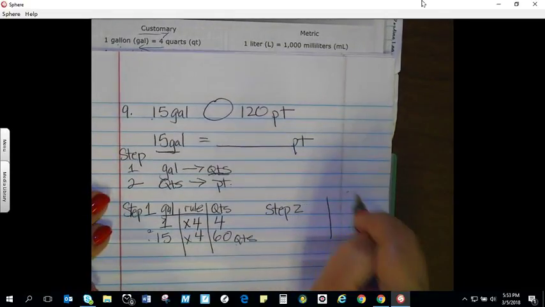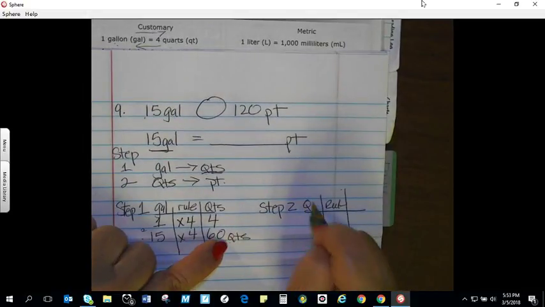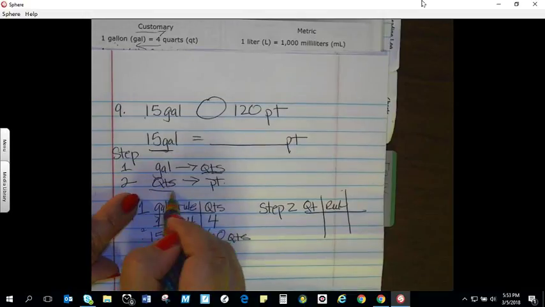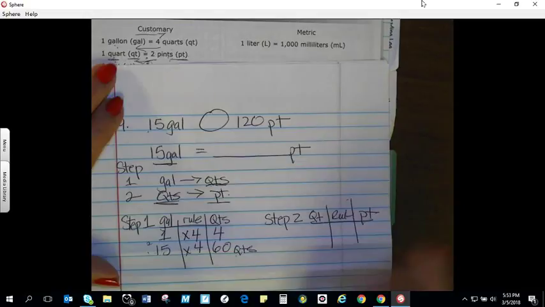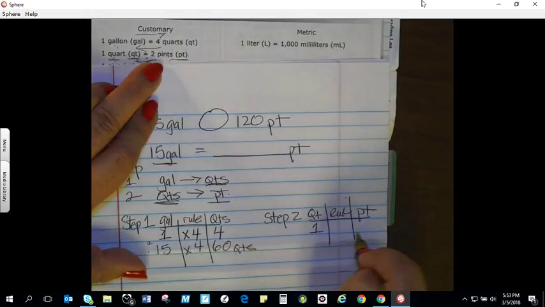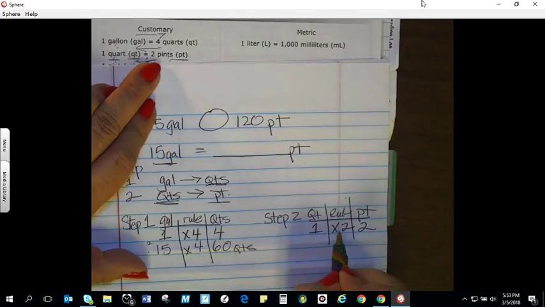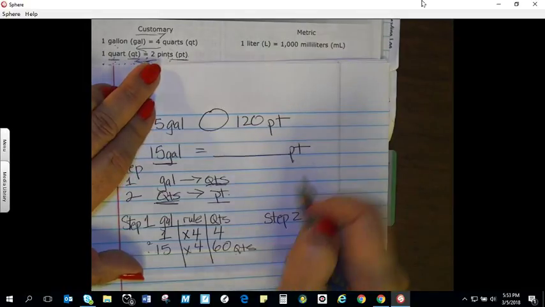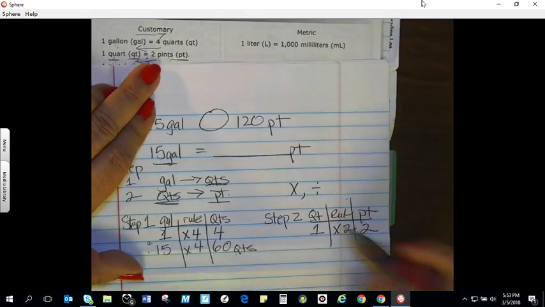I'm going to make my rule again. This time I'm going from quarts, because here it's right here. Quarts to pints. Well, using my measurement, for every 1 quart, it's equal to 2 pints. I multiplied by 2 because 1 times 2 equals 2. Again, when you're converting, you can only multiply or divide. So once you decide it, you got to see which one is that equal to.